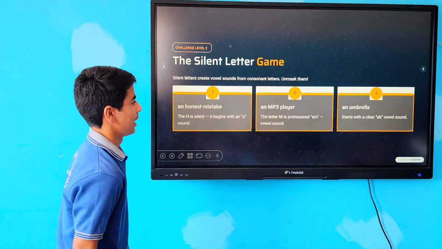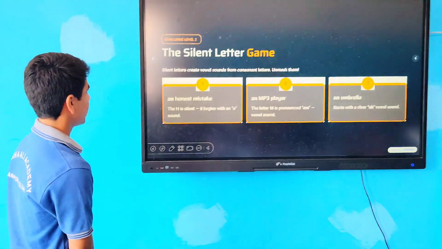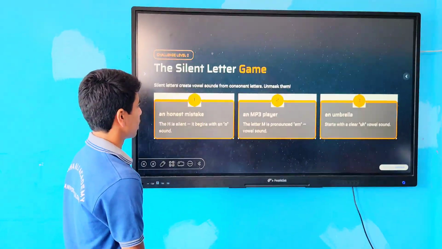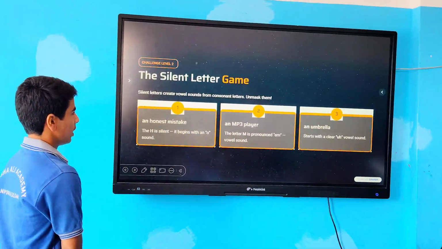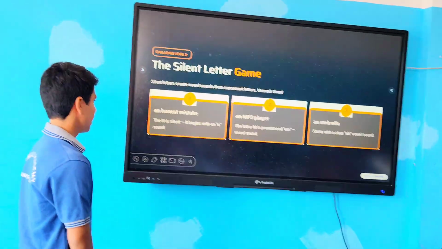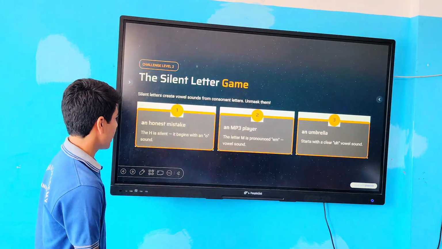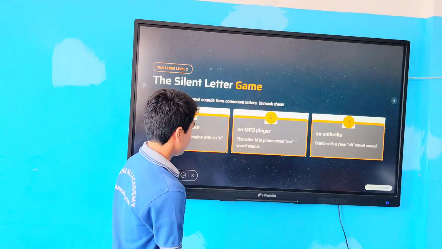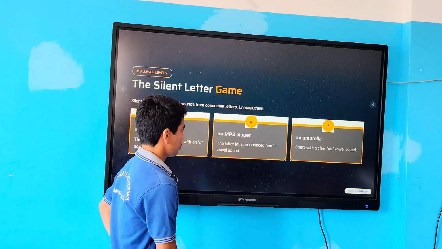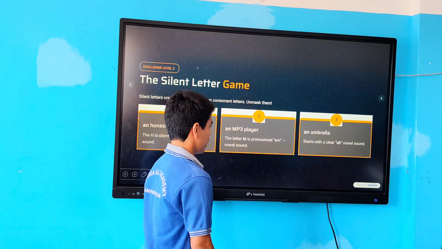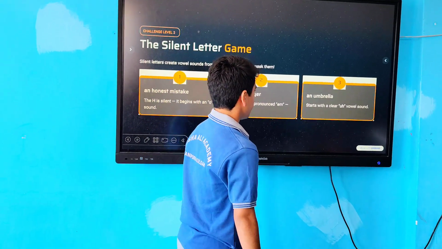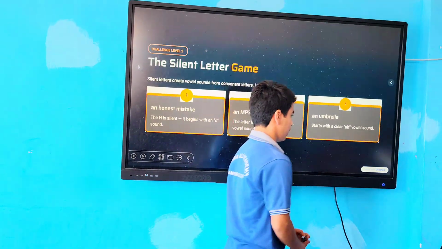The silent letter trap. Silent letters create vowel sounds from consonant letters. Unmask them. An honest mistake. The H is silent. It begins with an O sound. An MP3 player. The letter M is pronounced em, a vowel sound. An umbrella starts with a clear vowel sound.